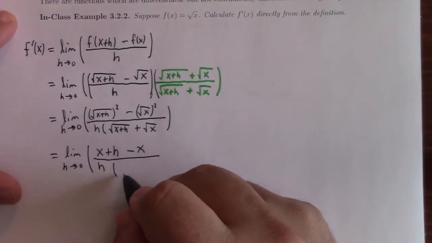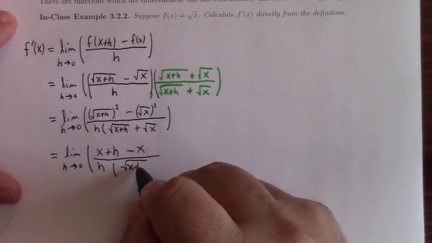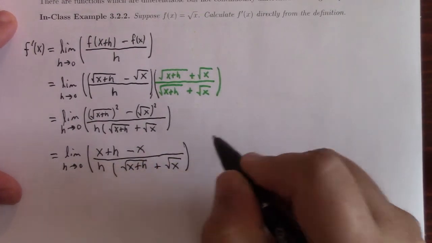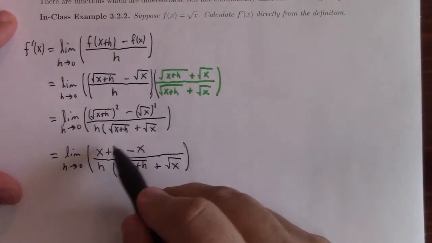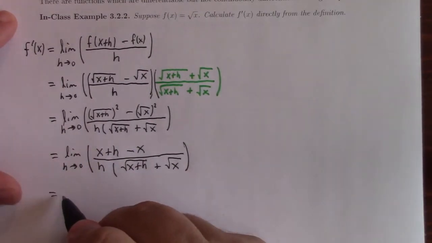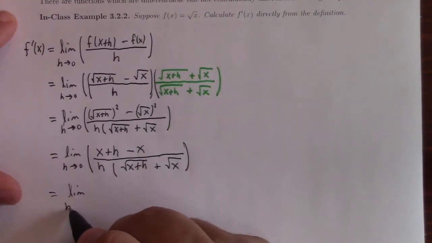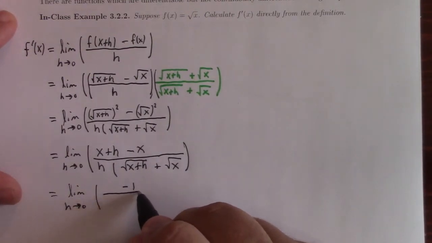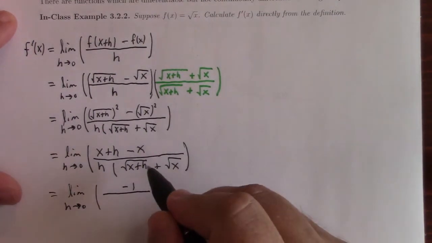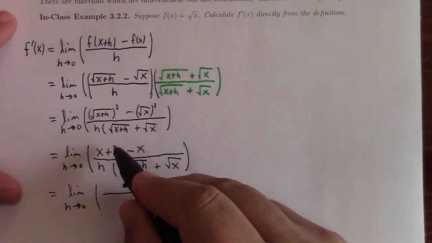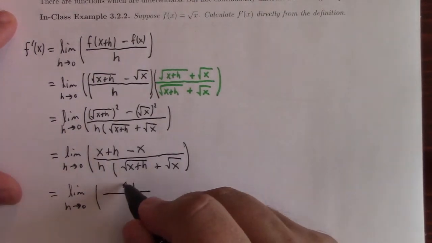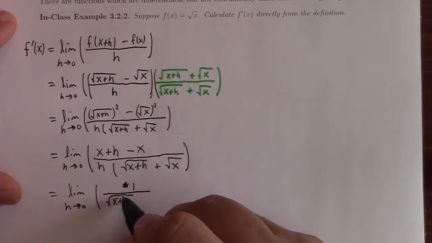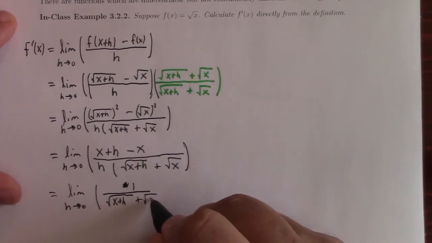My handwriting. So horrible. So the x's cancel, then the h's reduce, and you're just left with the limit as h goes to 0 of minus 1. Oh no, there's no minus 1, excuse me. It's the x's cancel, then the h reduces. There's no minus 1 there. Plus 1 rather, over the square root of x plus h plus the square root of x.